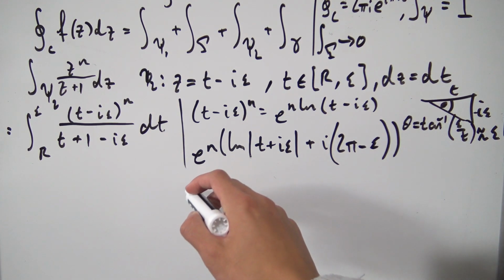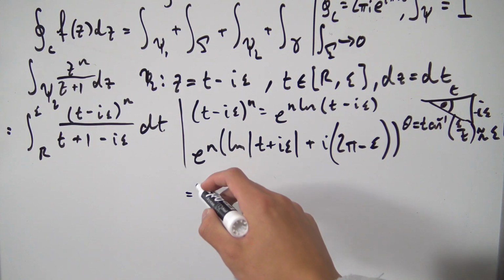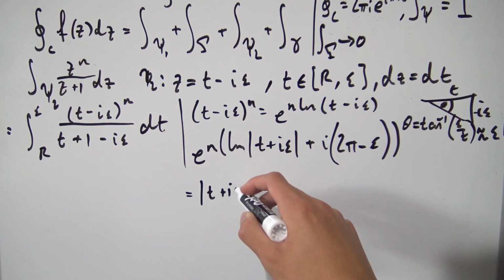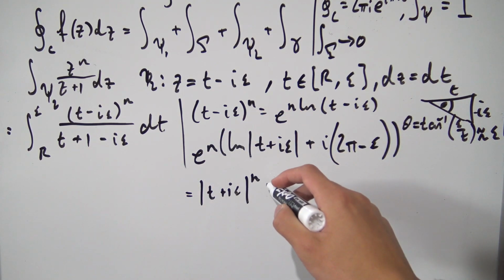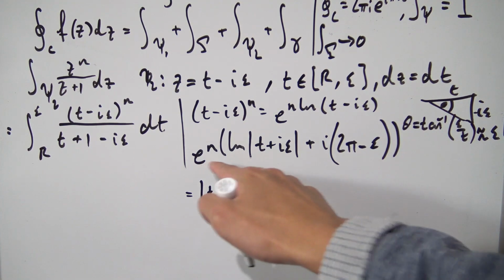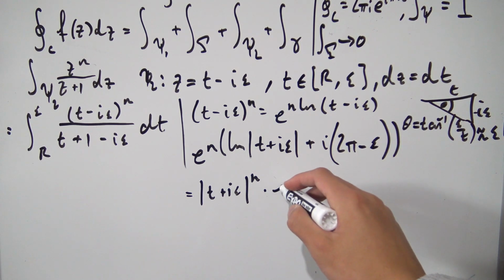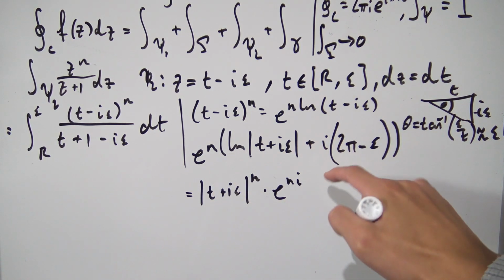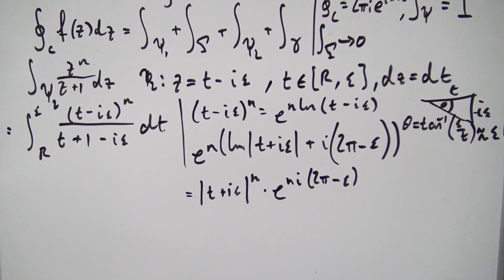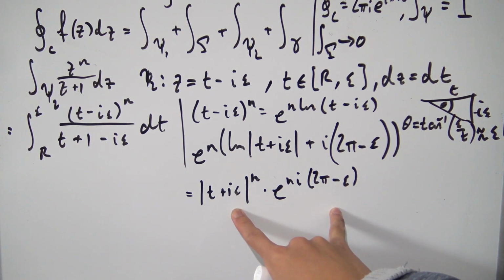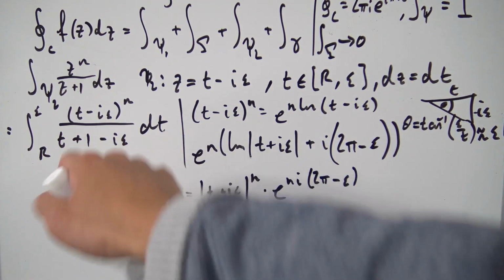So now we can clean up all of this stuff a little bit. If we split up this exponential, first of all, this part right here, we're going to have the absolute value of t plus I epsilon to the n, bringing this natural log down again and cancelling, and then multiplied by, because if we split the exponentials we're multiplying, e to the n times I times this thing right here, so 2 pi minus epsilon, like so. And this thing right here is basically the same thing as this original thing we had right here, so we can just chuck this back in right here.